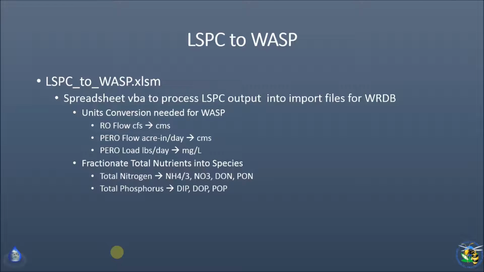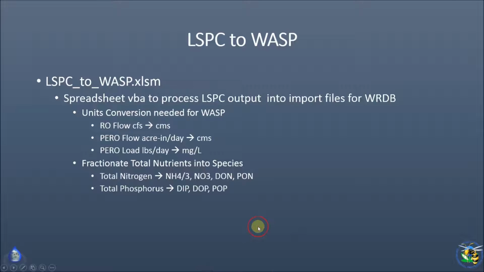The next thing is that probably the most successful way for calibrating a watershed model is typically to model total nutrients, total nitrogen, total phosphorus. Usually there's not enough data to calibrate a watershed model for the individual species. If you have the individual species data, feel free to simulate them that way. The spreadsheet tool will also fractionate the nitrogen and phosphorus into the individual species that are needed by WASP.